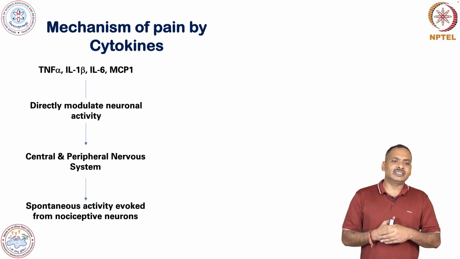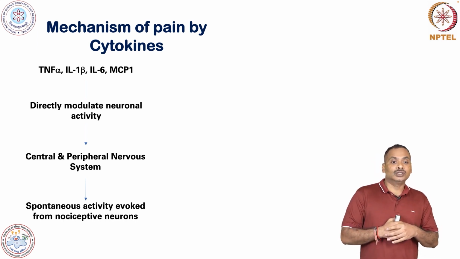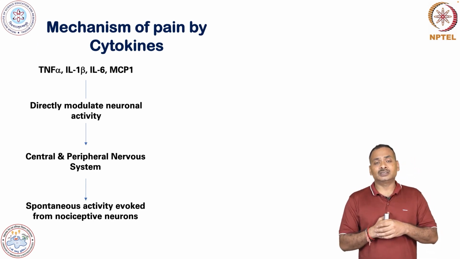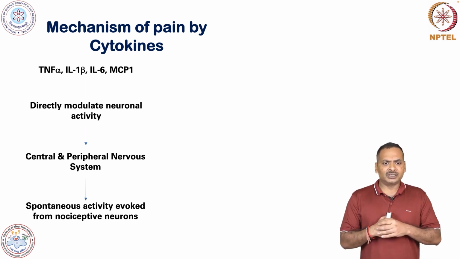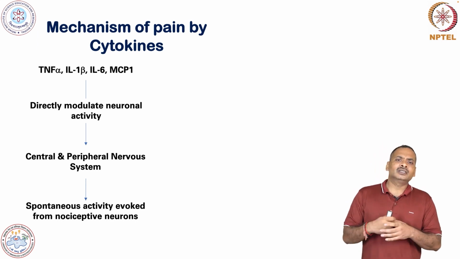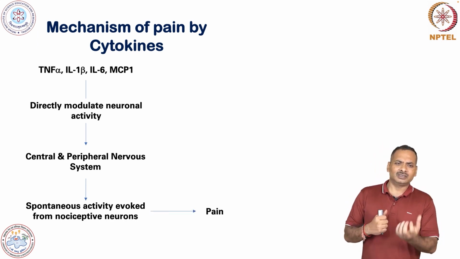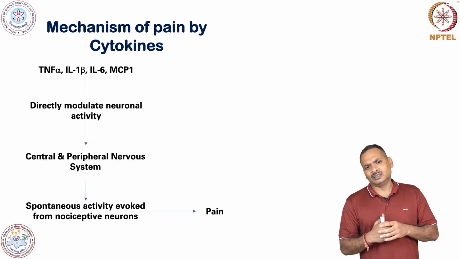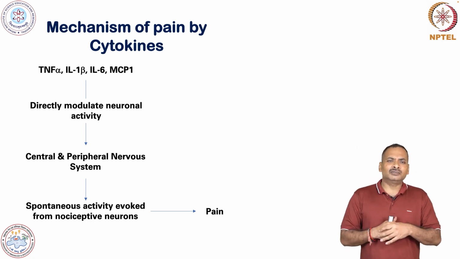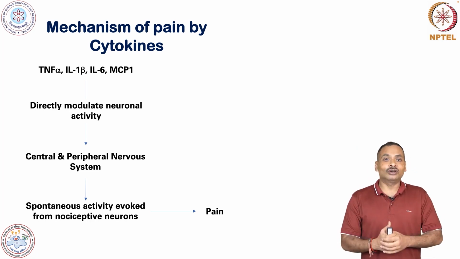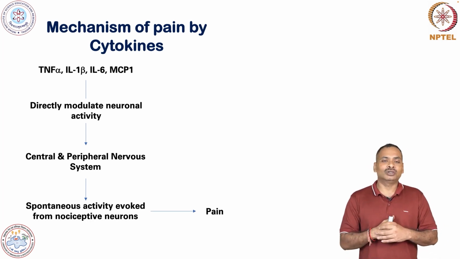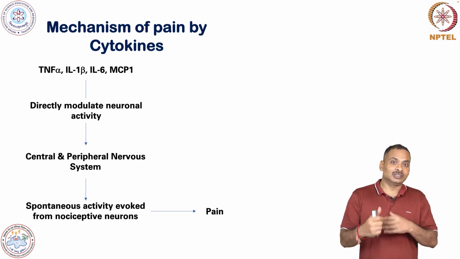and this spontaneously activates or evokes a group of neurons which we call nociceptive neurons, and that results in pain. So these sense and give the signal to the brain, and then there will be pain. This is a very simple mechanism. I don't know the neurology in great detail, so I cannot tell more than this. Maybe if you take a neurology course, you will learn how pain is sensed.